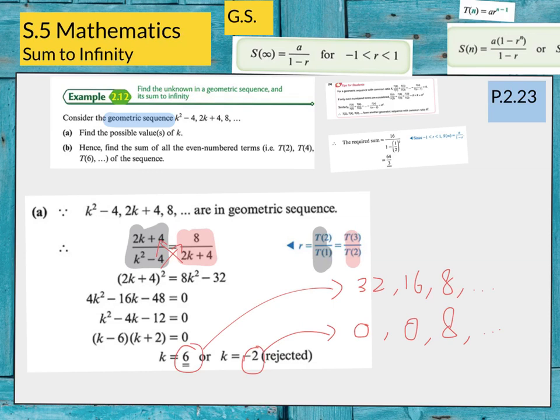So you can check the sequence. For case 1, it is a geometric sequence, so we keep it. But the second one is not a geometric sequence, so we need to reject it. Okay, so let's go to part B.